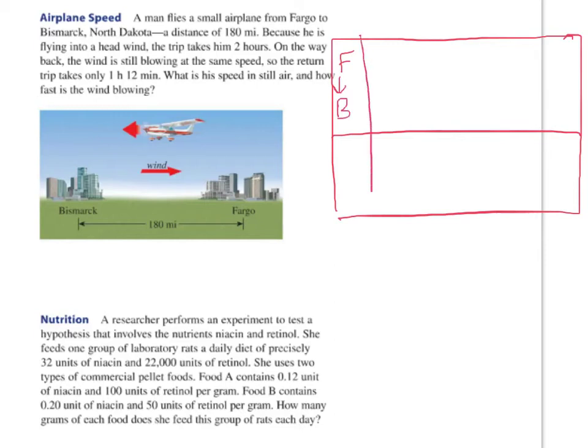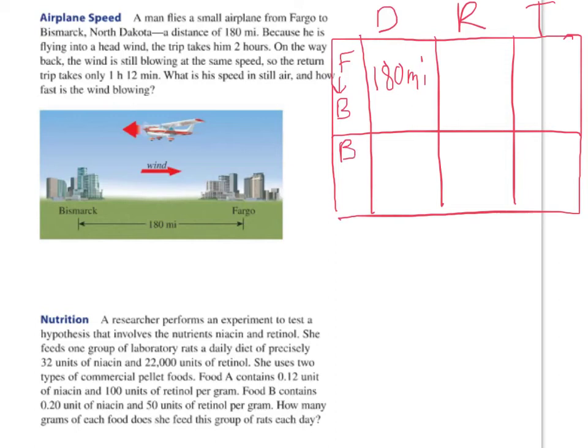And we're told what that distance is. We're told that that distance is 180 miles. I'm going to put 180 miles. Okay. Now distance equals rate times time. I'm going to have to fill in this whole table if I can. Well, certainly if the distance from Fargo to Bismarck is 180 miles, I can fill in that the distance from Bismarck to Fargo is 180 miles. So I may as well put that in there right now.